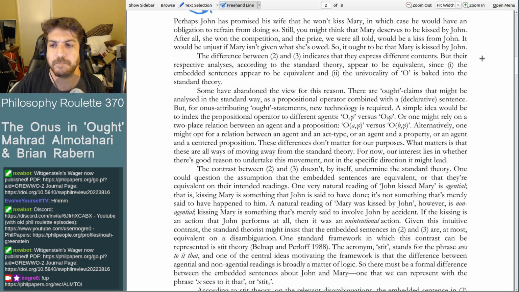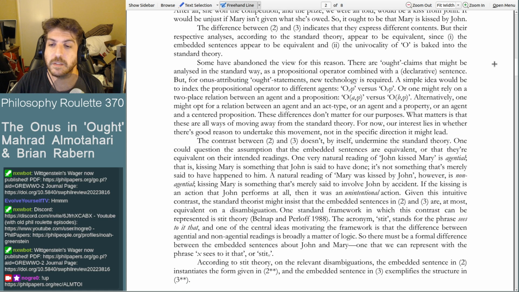Okay. All right. So it's interesting. So they're saying some have abandoned the view for this reason, because they don't understand that you can't just... compositionality for logic is more complicated than people realize. This is a big problem overall, not just in this area.